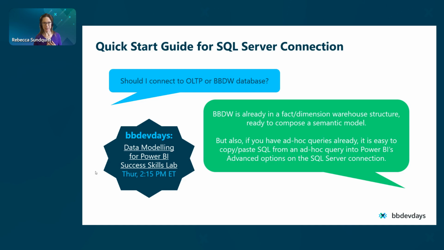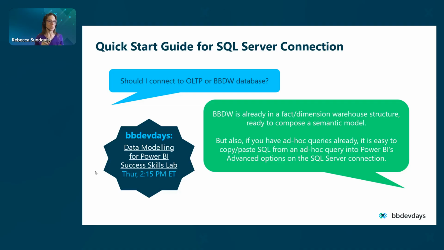Now, my recommendation is Blackbaud Data Warehouse. It's already in the fact and dimension Kimball structure. It's ready for you to compose a semantic model from it. So when you're thinking about a really robust model that's going to work for multiple use cases, I recommend starting with BBDW, Blackbaud Data Warehouse, which also, of course, is extensible. You can bring in external data to continue to build out the usefulness of that model.